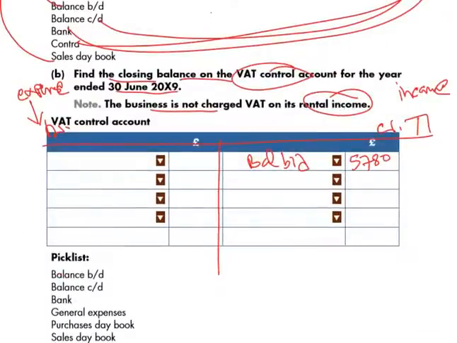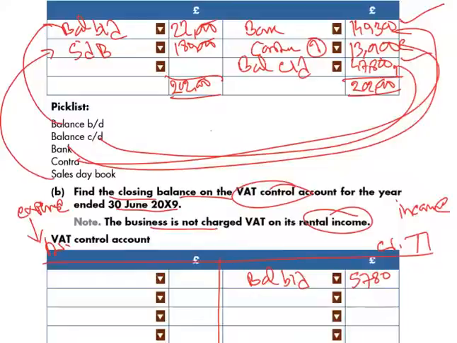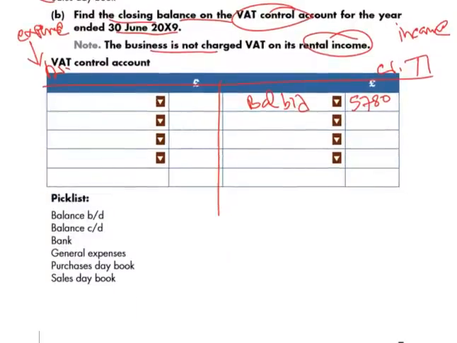5780. Then go income VAT means sales. We have a sales. That's my SDB, sales day book VAT. My purchase day book VAT would be on the debit side. General expense, we have general expense. Hold on, general expense is an expense, so it should be on the debit side, shouldn't it? Yeah, VAT on general expense, just taken here.